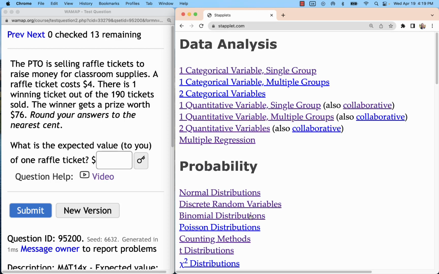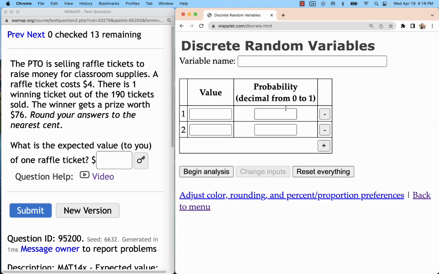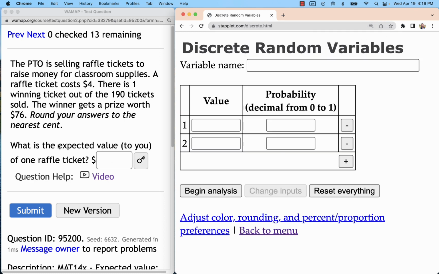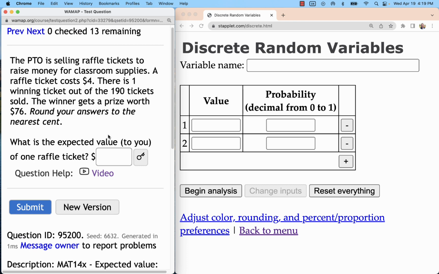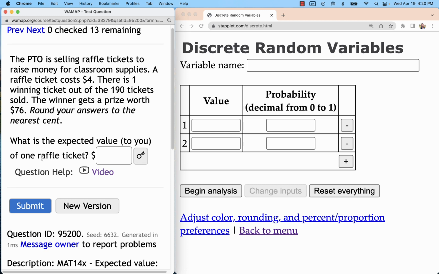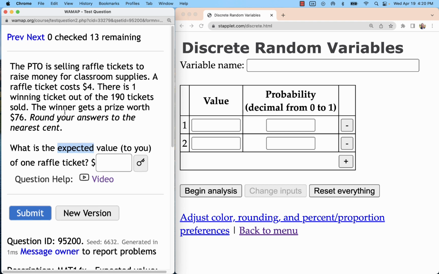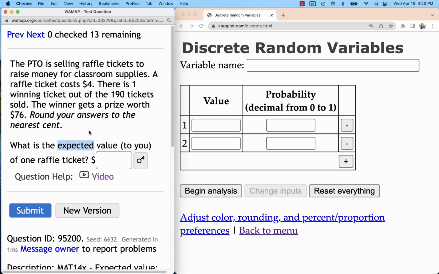Using Stapplet.com, discrete random variables, and some calculations with a handheld calculator or Desmos, we can quickly find the expected value for games of chance or insurance problems and anything involving a dollar amount. And these we would think of as expected profit or loss, or even a better term would be the average profit or loss over repeated trials or repetitions of the same scenario again and again. We call that long-run behavior.